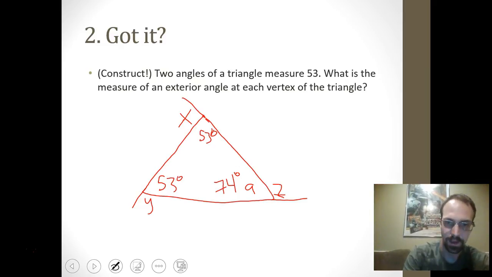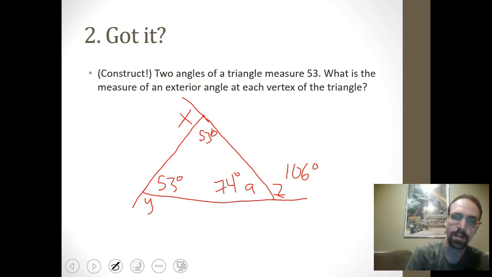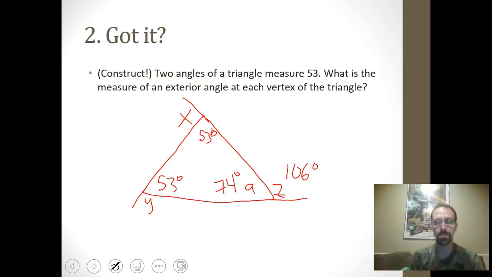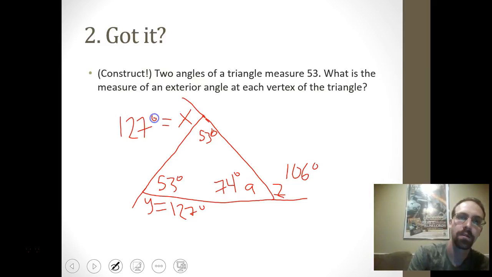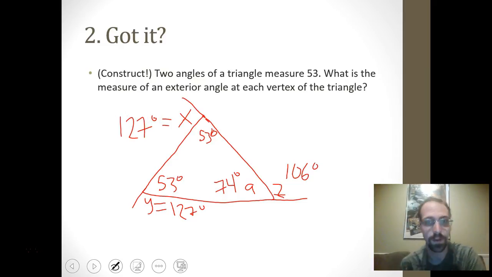So Z is going to be 106 degrees. I'm just adding the two closest. X and Y will be the same because they use the opposite, which is 53 degrees. 53 plus 74 is 127. So you should have gotten 127 degrees for X and Y, and 106 degrees for Z. There we go.